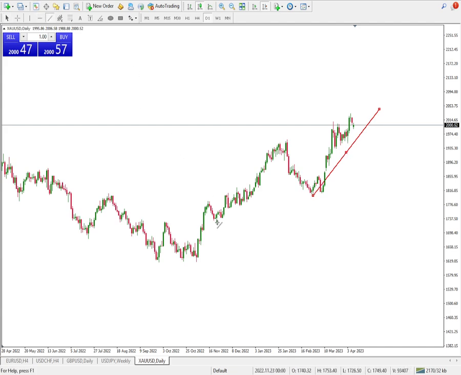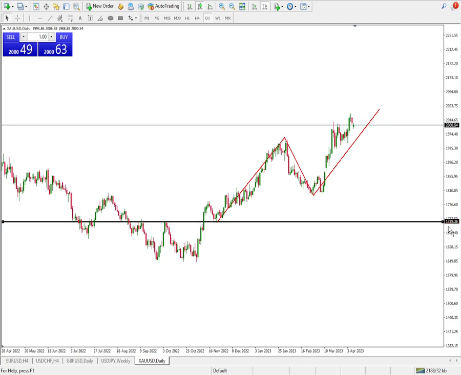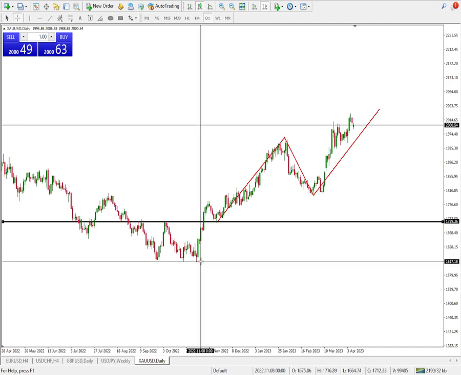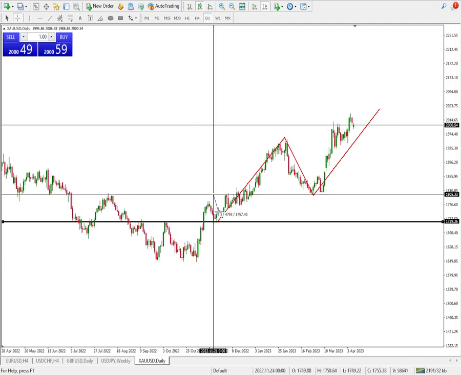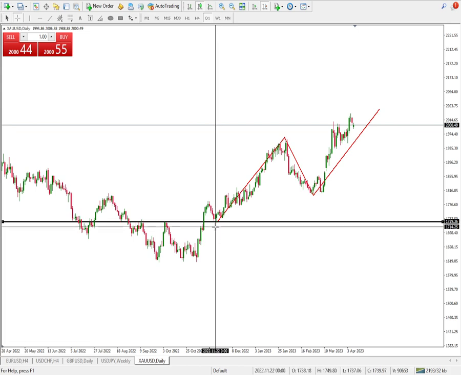Very nice ABCD pattern it was, which got completed. So let's see what the price is going to do next. I hope you must have made good profits from this particular trade setup. Let me show you a bit of previous analysis. See, so 1729, when price broke this level, it retested 1729 again and it went up.